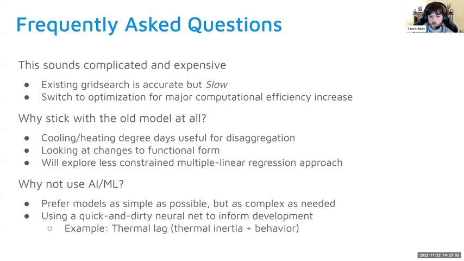If that were necessary, we would go that route, but so long as it's not necessary, we won't. We have, however, used a quick and dirty neural net to inform our current ideas about development. For example, the thermal lag that I was talking about was informed by a neural net that Armin, my fellow data scientist here at Recurve, put together, where he included the current temperature as well as the average temperature for each day, up to a week behind.